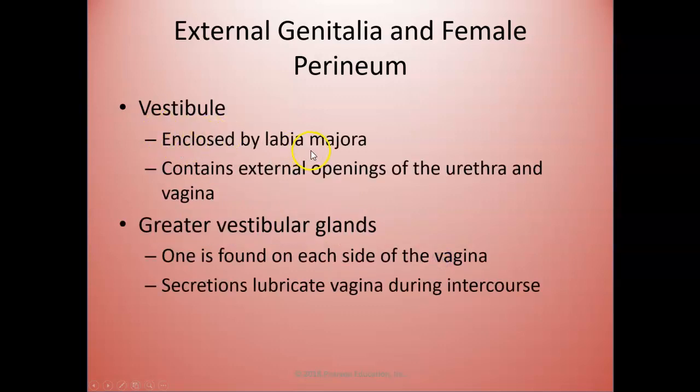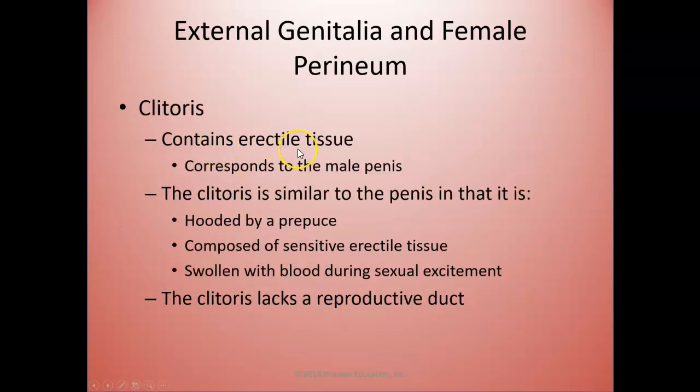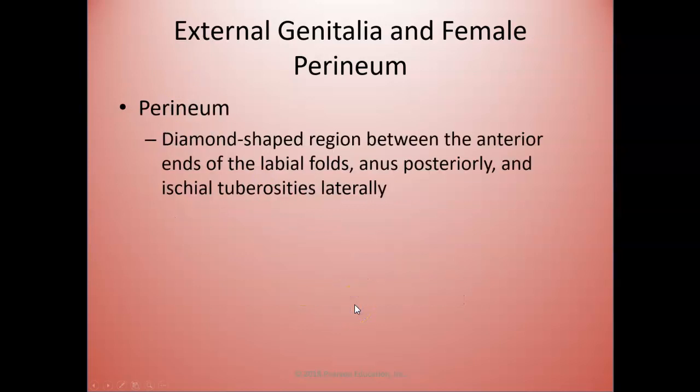The vestibule encloses the labia minora and contains the external openings of the urethra and the vagina, and then the glands' secretions lubricate the vagina during intercourse, one on each side there. All right. The clitoris contains erectile tissue. It corresponds to the male penis. So similar to the penis, it's hooded by a prepuce, composed of sensitive erectile tissue and swollen with blood during sexual excitement. It lacks a reproductive duct. So like the male penis has the urethra which travels through it, the clitoris does not, so it doesn't form the same way.